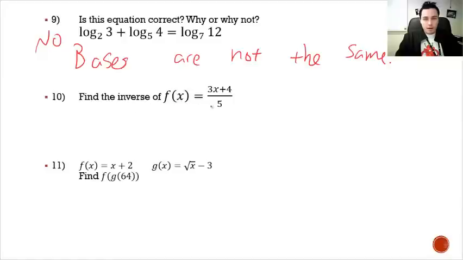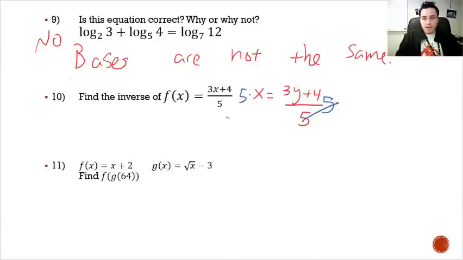Find the inverse of this function. Okay, well, first of all, treat f of x as a y. Swap your x and y. That means you've got x equals 3y plus 4 over 5. And then now solve for y. It looks like I have to get rid of the 3, the 4, and the 5 by doing the opposite operations. The first thing I'm going to do is get rid of the 5 by multiplying. Multiply both sides by 5.